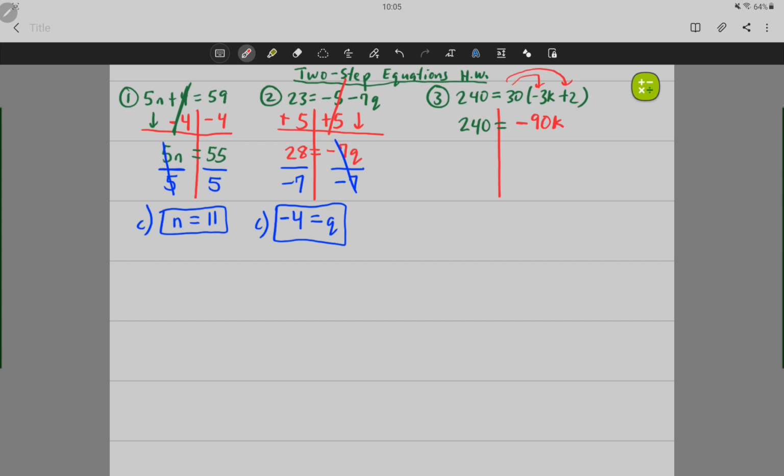But now we have another term in parentheses, which is the positive 2. So positive 30 times positive 2 is still positive. 30 times 2 is 60. So now our equation reads 240 equals negative 90k plus 60. All right, so far we've only done one step, which is multiplying.